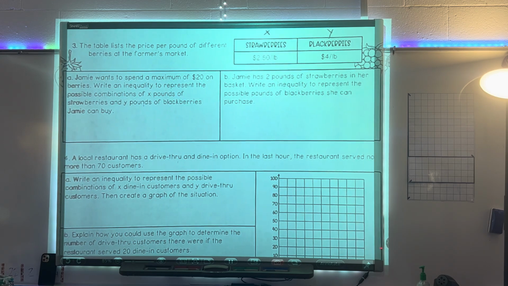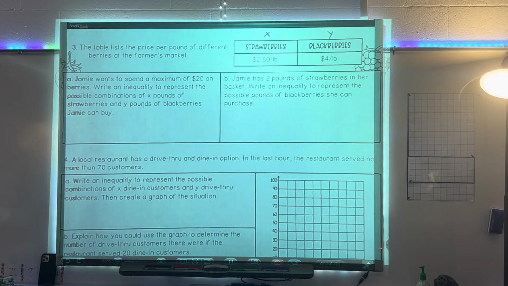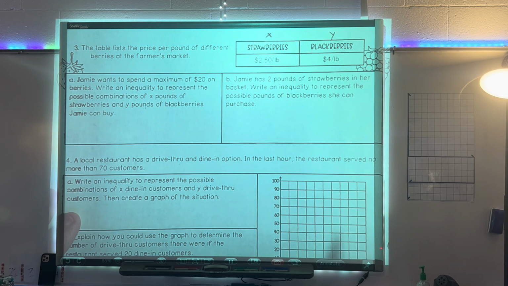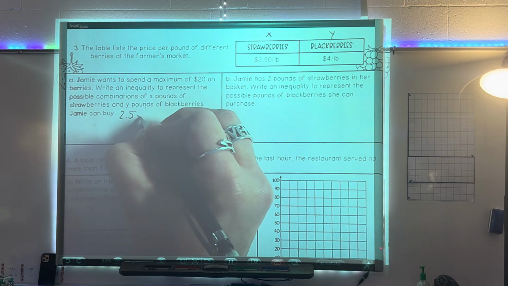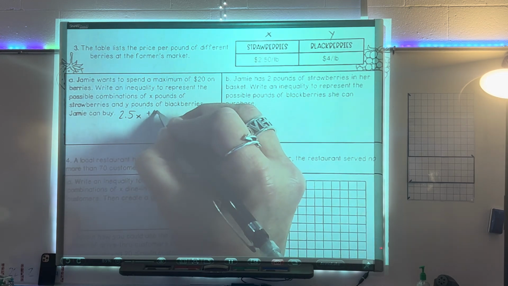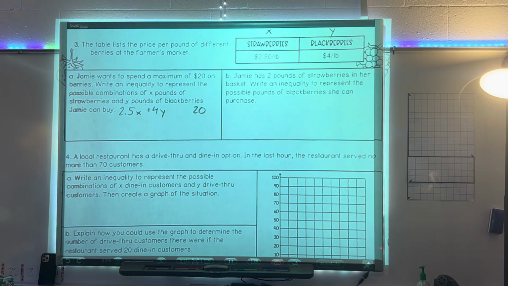Alright, so it says that she wants to spend a maximum of $20. So how am I gonna write this inequality? Okay, so what am I putting on the left side? 2.5x. Okay, 2.5x, plus 4y, and I got 20 over here. So what is my inequality that goes in there? I think y'all said it a while ago, I just wasn't really sure.